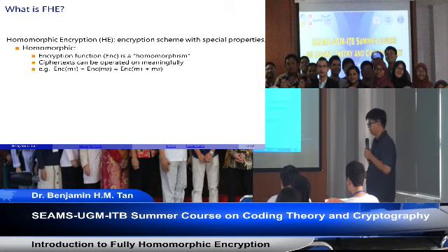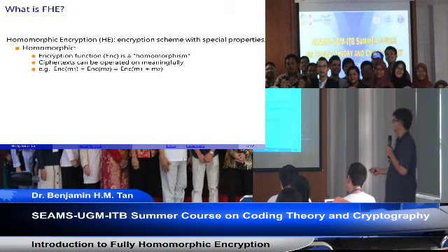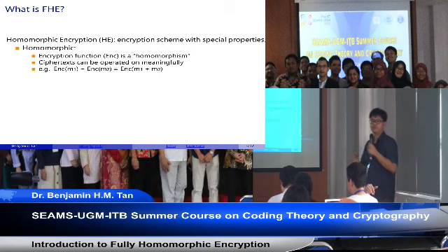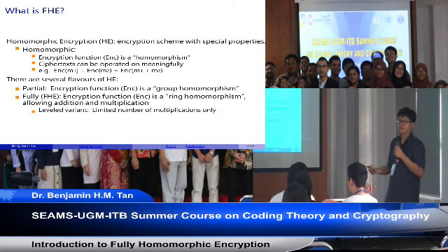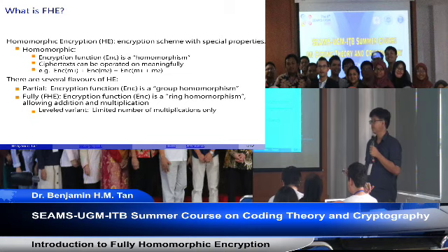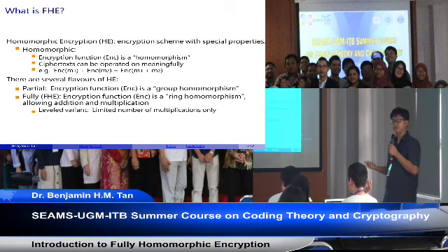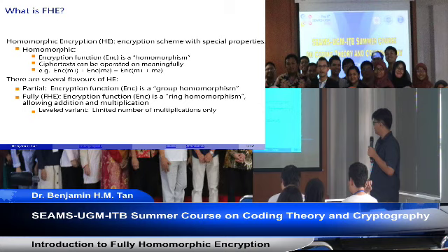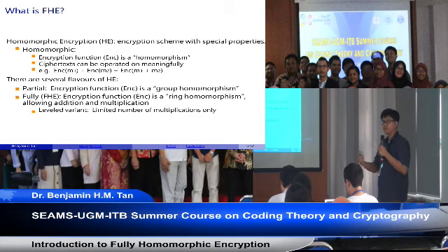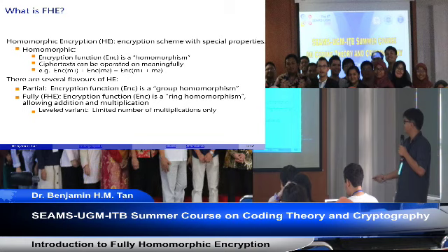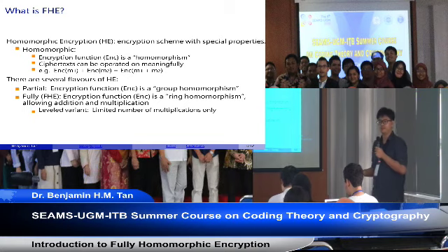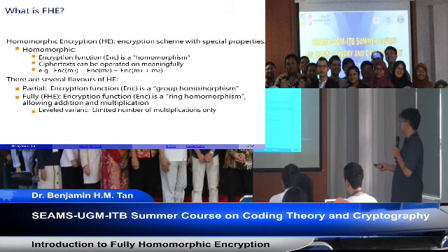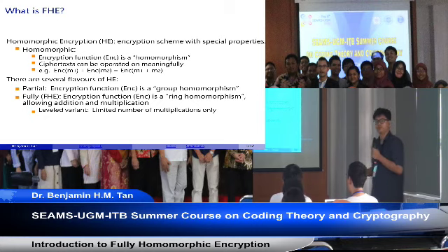And we have a few different flavors of homomorphic encryption. The first one, which is called partial homomorphic encryption, is where the encryption function is some kind of group homomorphism, so you can do one kind of operation, be it addition or multiplication. Examples include the Paillier encryption scheme or ElGamal. Following that, we have fully homomorphic encryption, where your encryption function is a ring homomorphism, so you can do both addition and multiplication. Additionally, we have a leveled variant. In leveled FHE, you can do a limited number of multiplications.